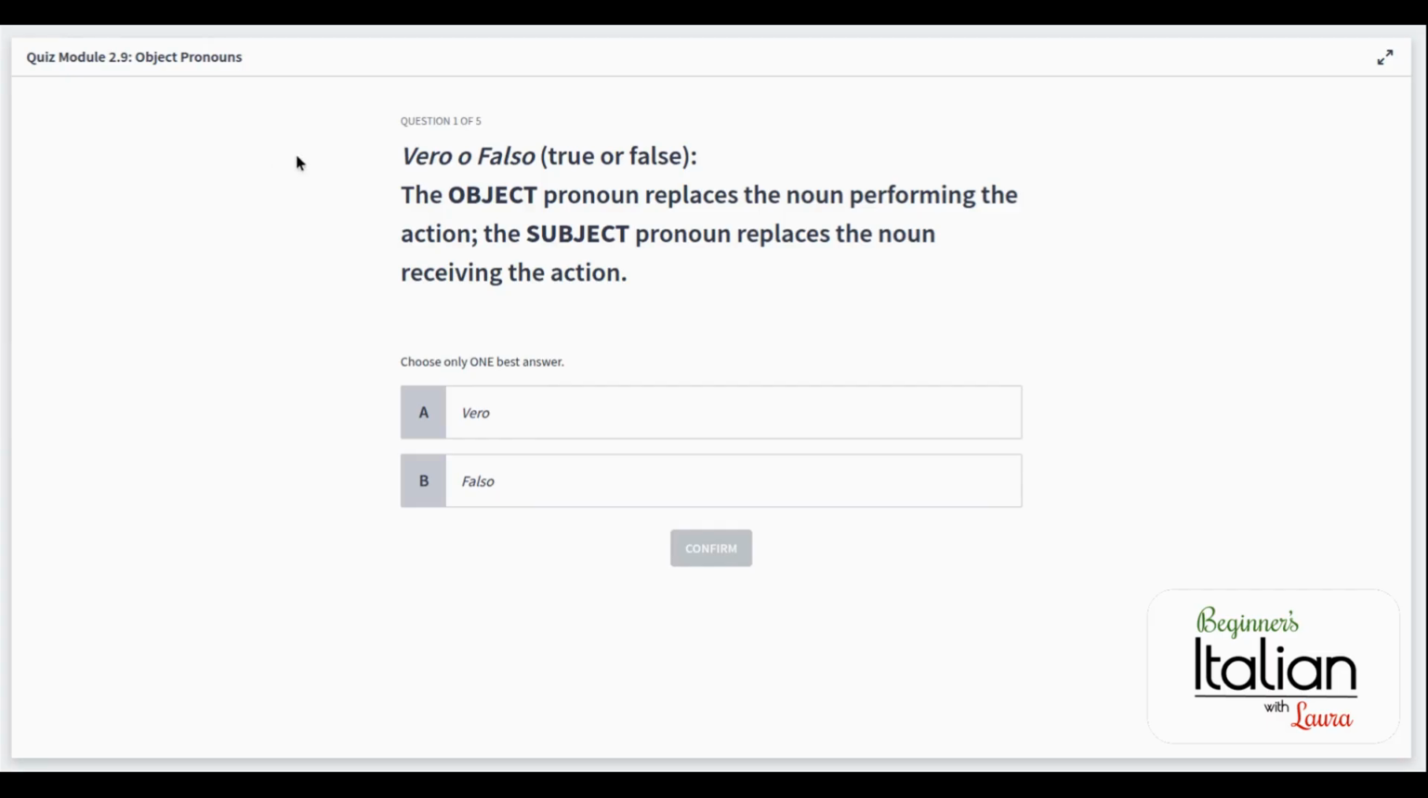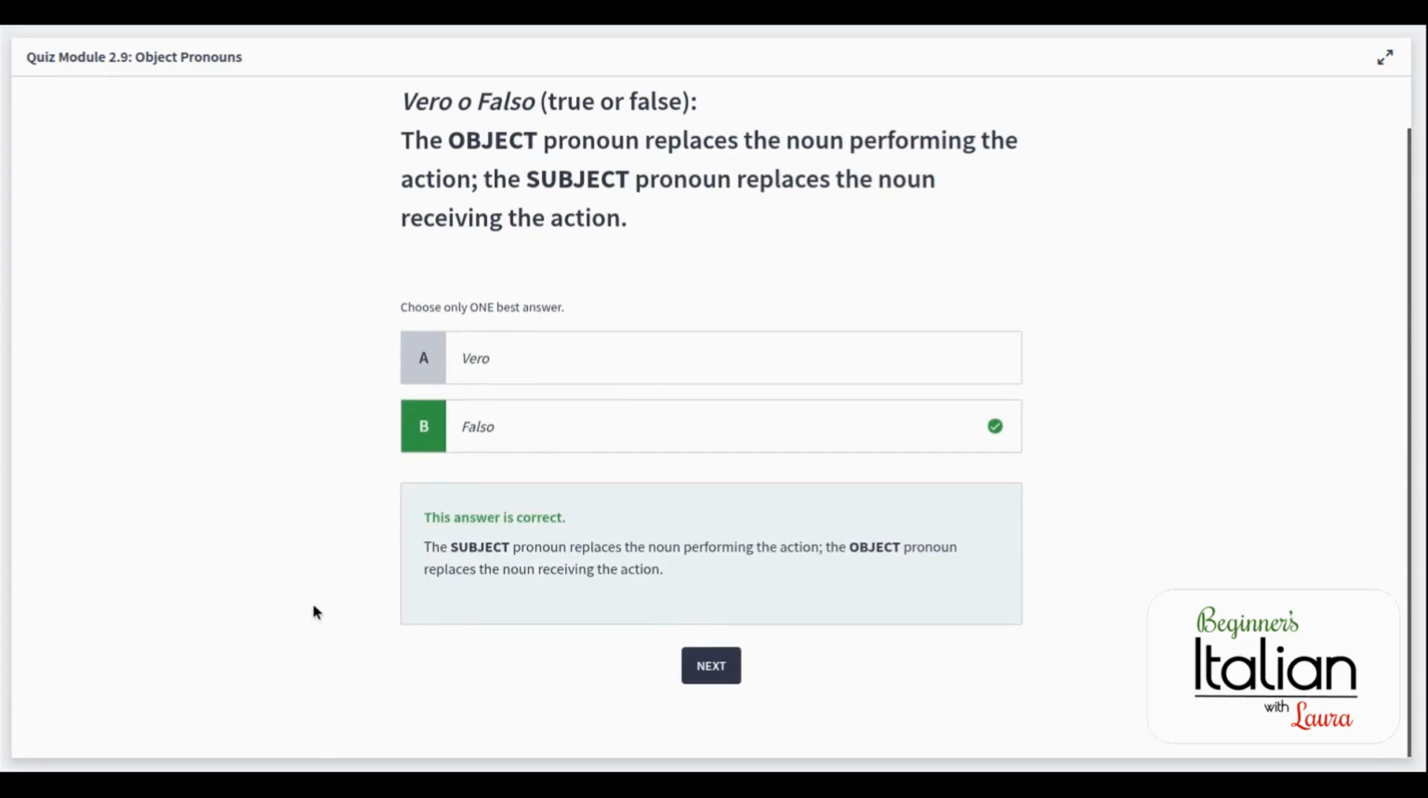Number 1, vero o falso, true or false? The object pronoun replaces the noun performing the action. The subject pronoun replaces the noun receiving the action. Choose only one best answer. A, vero, or B, falso. Okay, so this one was falso. The subject pronoun replaces the noun performing the action. The object pronoun replaces the noun receiving the action.